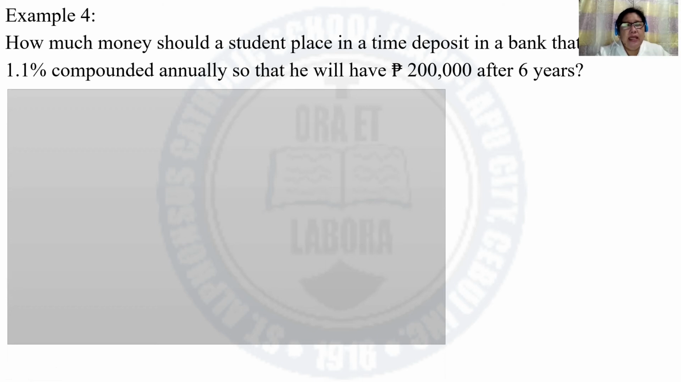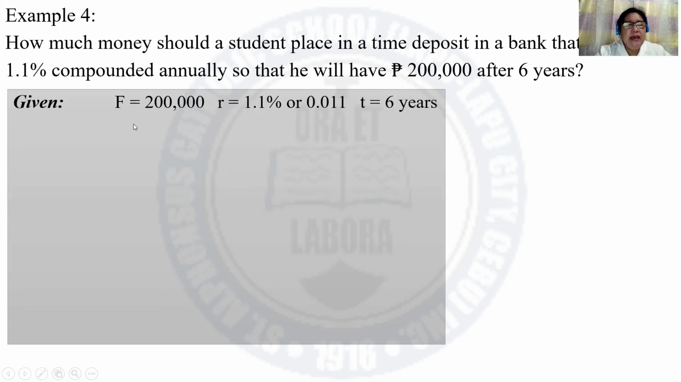Next problem. How much money should a student place in a time deposit in a bank that pays 1.1% compounded annually so that he will have 200,000 pesos after 6 years? Let us have the given. For the future amount, 200,000. For the rate, 1.1% or 0.011, and T is 6 years. We are asked to find the present value.